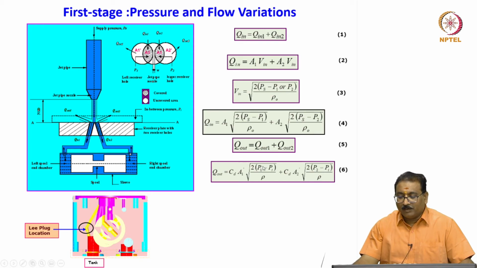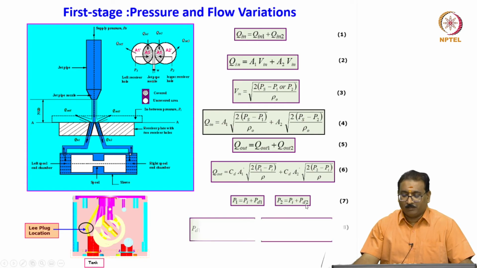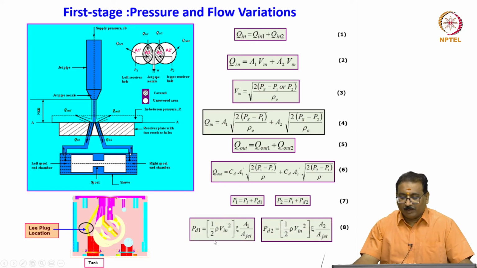Same fluid, so do not think rho naught and rho are different, both are the same. So P1 equals Pi plus PD1, where PD1 is the dynamic pressure. P2 equals Pi plus PD2. PD1 is 1 by 2 rho V in square into zeta, the distributor loss coefficient, A1 by Az. PD2 is 1 by 2 rho V in square, zeta A2 by Az.